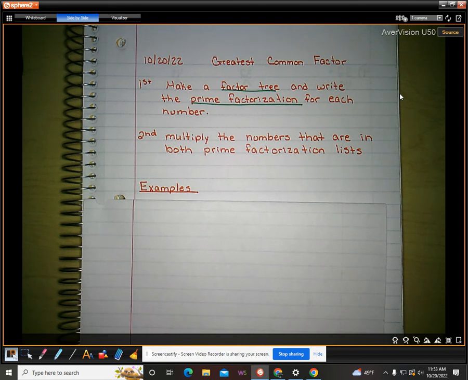Okay, and I will show you, we will do several examples this way with factor trees and prime factorization. And then we will do one probably the way you were taught in 4th and 5th grades, just so you can see how much quicker it is to use factor trees and prime factorization to find greatest common factor, and then on Tuesday, least common multiple. Okay, so first thing we're going to do is make a factor tree and write the prime factorization for each number. Okay, that's what we did on Tuesday.